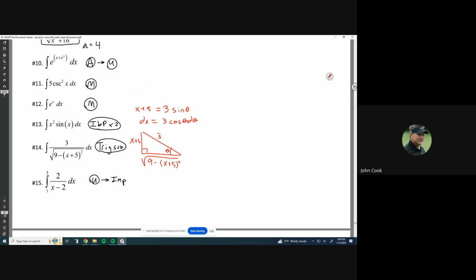So with direct substitution, let's see what I would end up with. So integral 3 over square root of 9 minus x plus 5 turns into 3 sine theta. So that's going to be 3 sine theta squared. And then times dx, and dx is going to be 3 cosine of theta d theta.